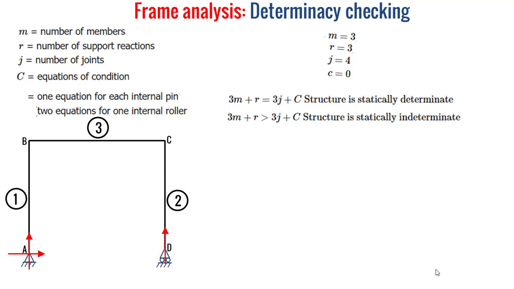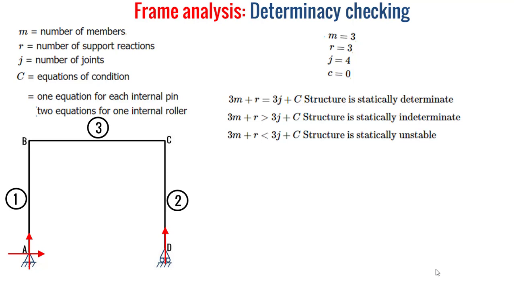The second case is when 3m plus r is higher than 3j plus c. In this case, the structure is considered statically indeterminate, and this means that the determination of unknown external reactions needs both static equilibrium equations and compatibility equations. For these 2 cases, the structure is considered stable, which means that the structure is able to maintain its geometrical shape under the external loading.